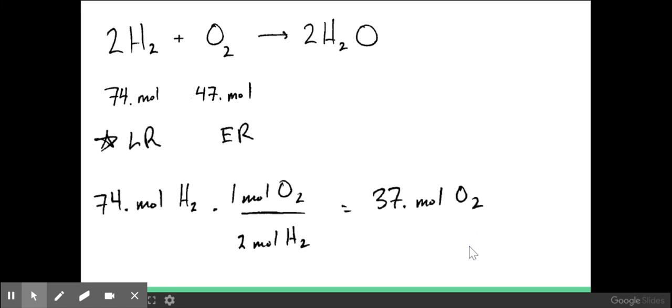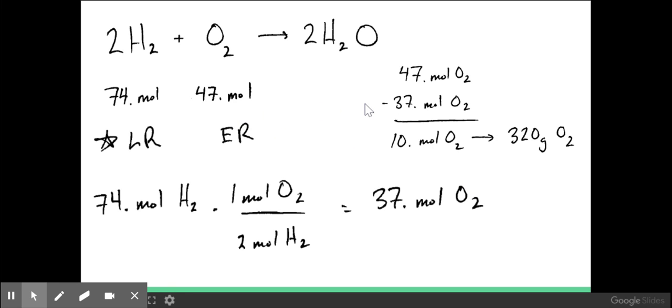The next part is I'm trying to figure out how much oxygen was consumed and how much is going to be left over. Oxygen is the excess reactant. I know that half as much O2 as what I start with my H2 is going to be consumed. And I can also make that a formal conversion factor that for every 2 moles of H2 that is consumed, I'm also consuming 1 mole of O2. That allows me to make the prediction that 37 moles of O2 should actually be used, which makes sense because I started with 47 and I know it's in excess. So I'm using less than what I have.